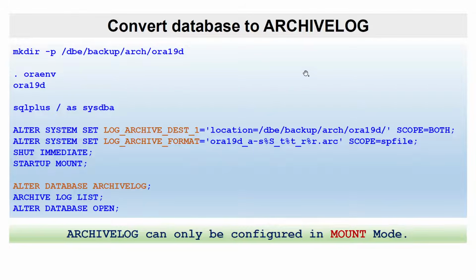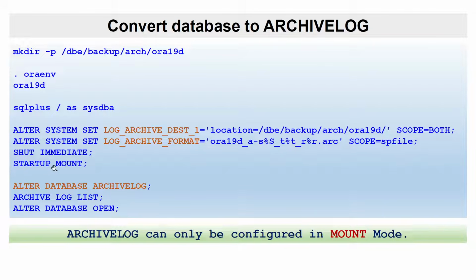Now, how do you convert the database to Archivelog? Remember, you can configure the Archivelog mode only in the mount mode. So first we'll create a directory to which the archive logs will be redirected. Once we have created the directory, we'll set two parameters, log_archive_dest_1 and log_archive_format. log_archive_dest_1 is the location, so the directory that you created, you'll specify here. And this is the particular format, and I'll explain what all of this is when we go through the tutorial. So we will specify the log archive destination and the log archive format, and then we will shut down the database.